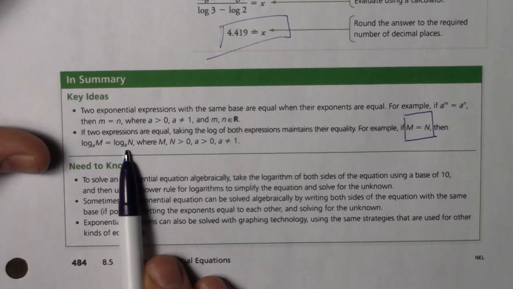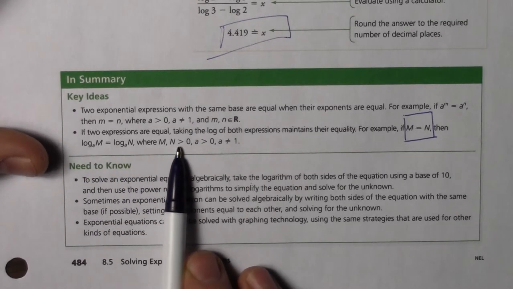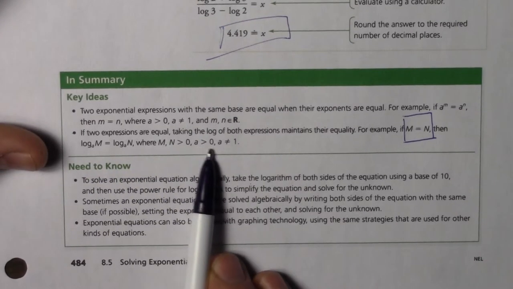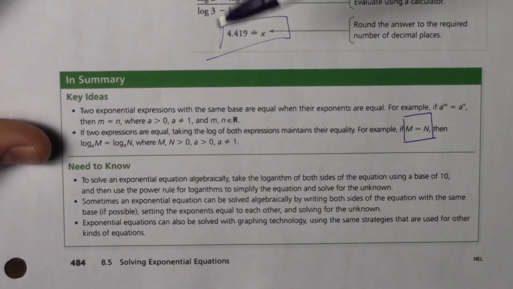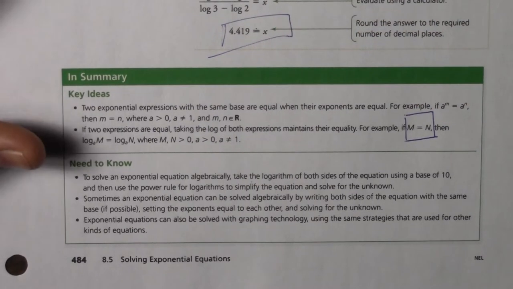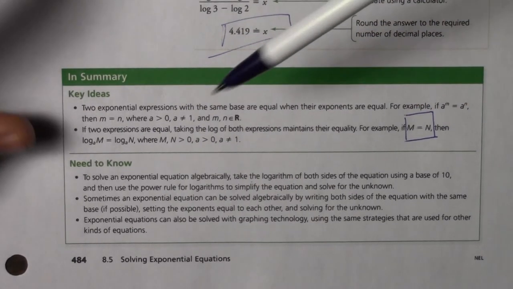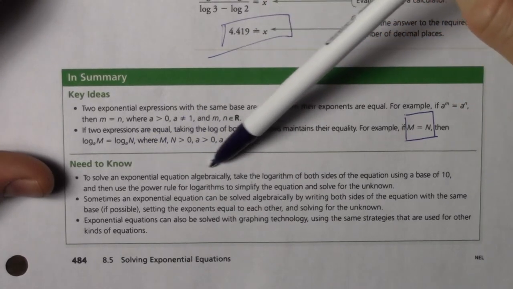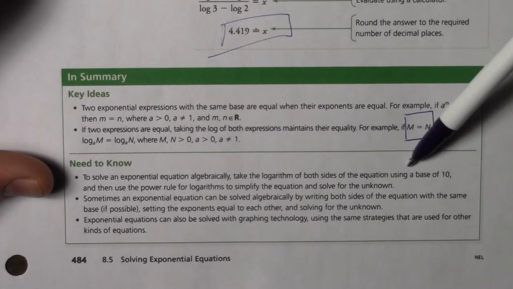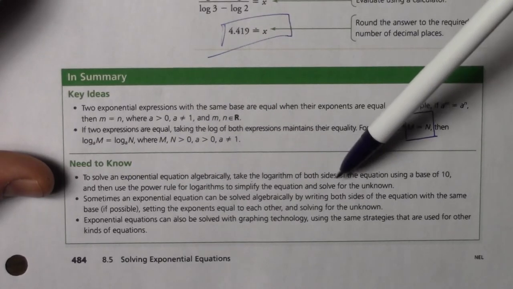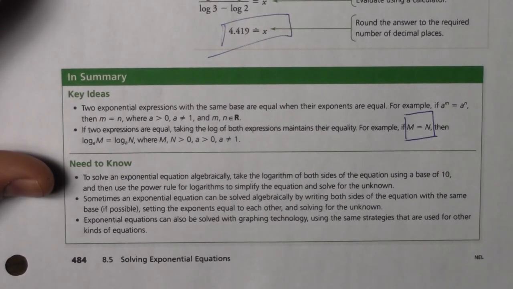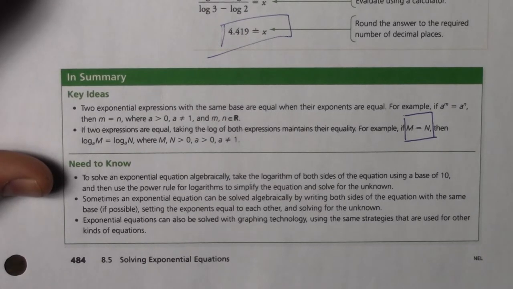Then log a^m is equal to log a^n, where m, n are greater than 0, a is greater than 0, and a is not equal to 1. Remember, when we use our logarithm laws, we have to have those m and n values to be greater than 0. Finally, you need to know to solve an exponential equation algebraically, take the logarithm of both sides of the equation using a base of 10, and then use the power rule for logarithms to simplify the equation and solve the unknown. Power rule means you're dropping the exponent down.